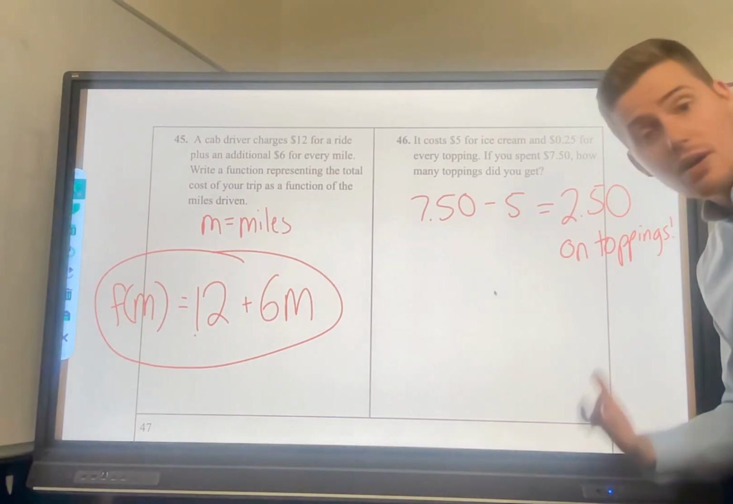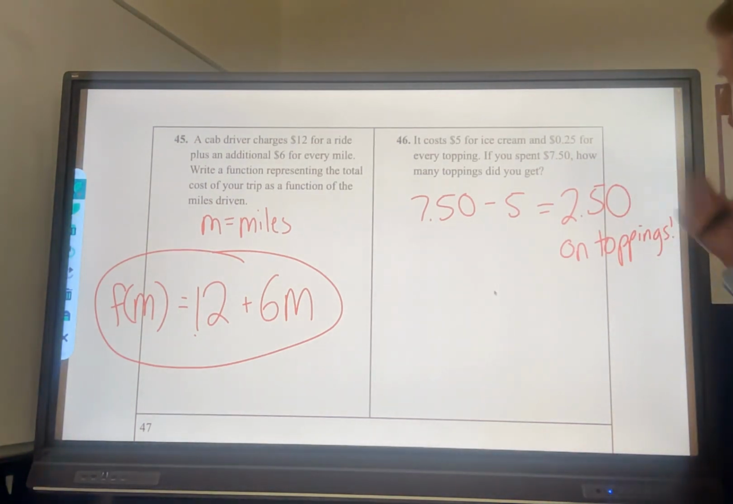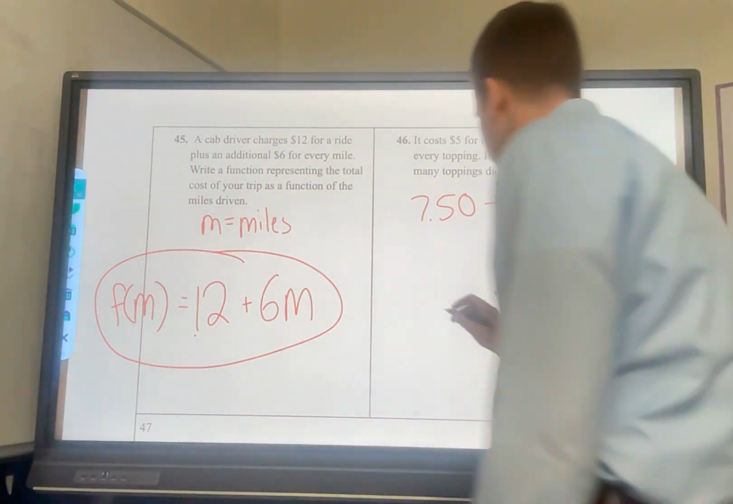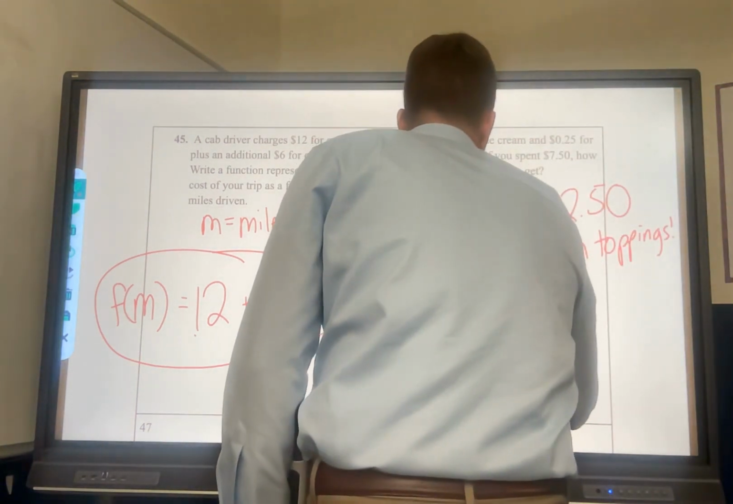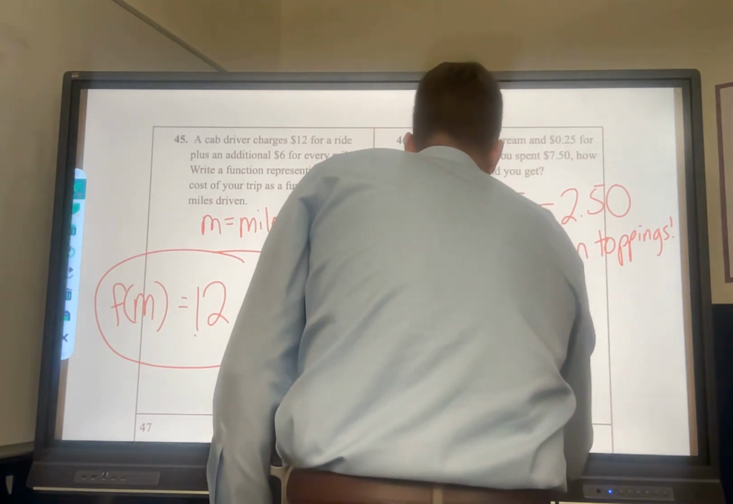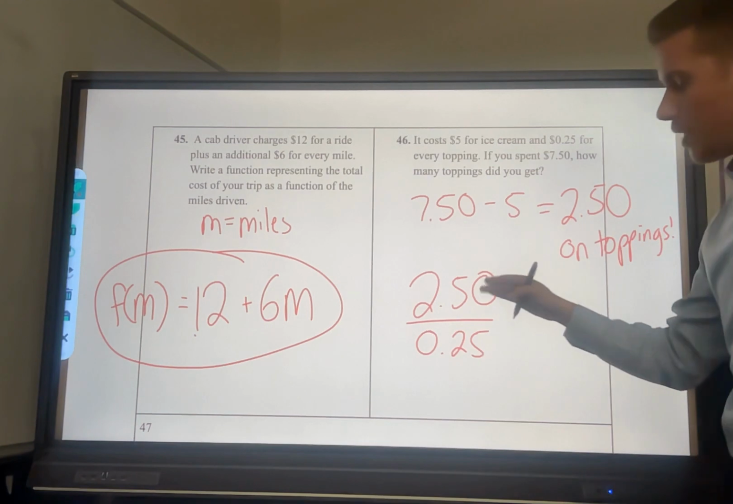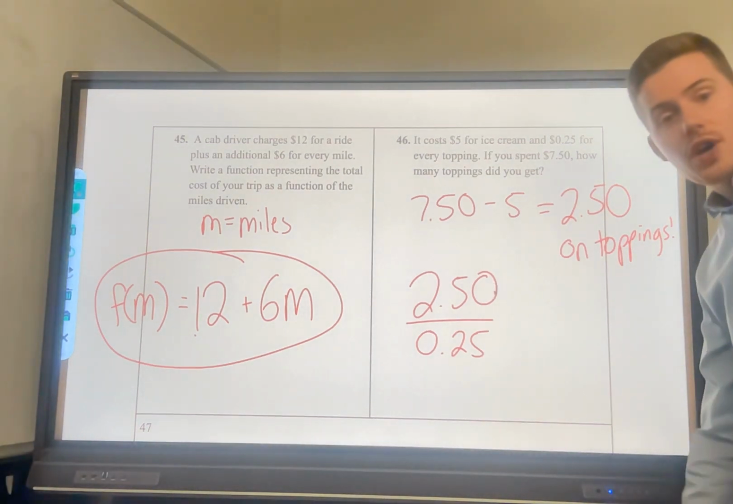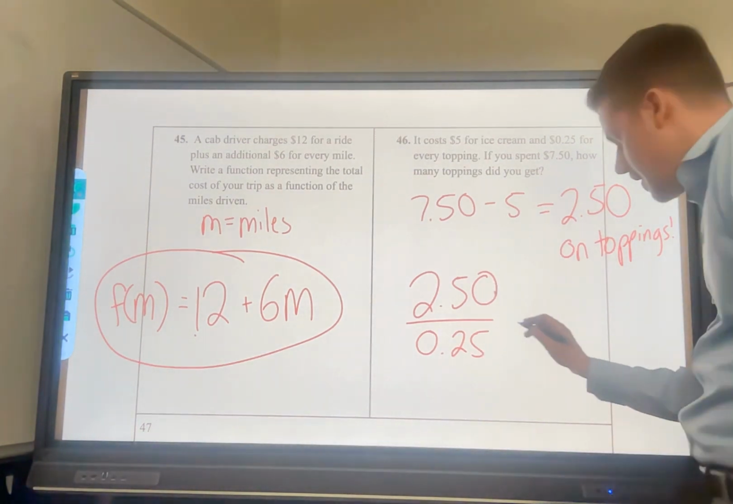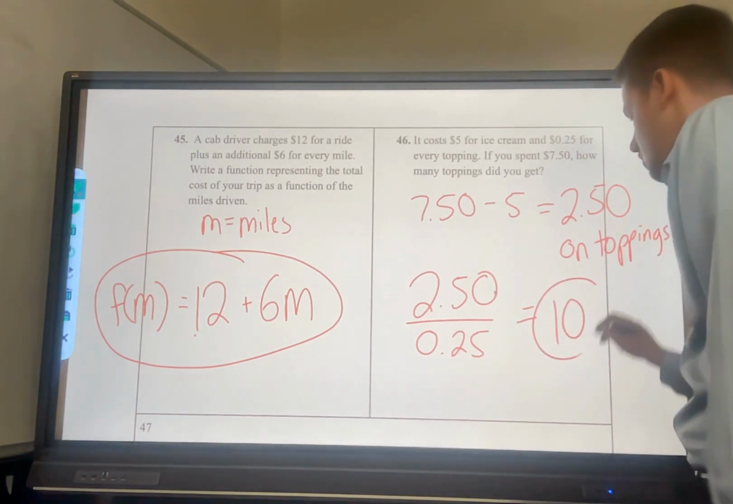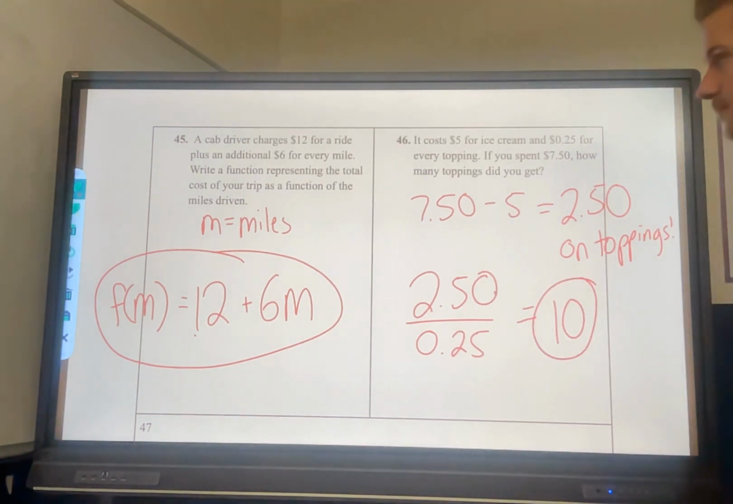That's a lot on toppings. $2.50 on toppings. I know the toppings cost 25 cents a piece. And so I'm going to do $2.50 divided by the cost for one topping, 25 cents, and I will get 10. So 10 toppings were ordered here.